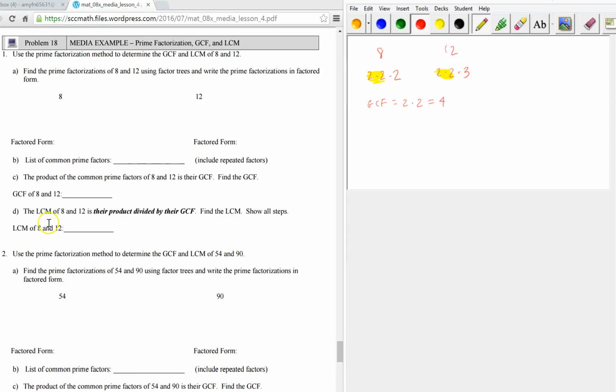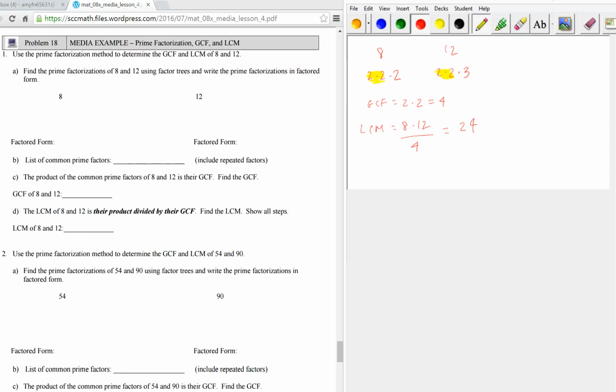Notice here we say the LCM of 8 and 12 is their product divided by their GCF. If we take the union of these, thinking of these as all different, it just removes 2 of the factors of 2, which is the GCF. So the LCM is the product of these numbers. Just think of these as the original numbers instead of their prime factored form, and divide by the GCF, which would give us 24.